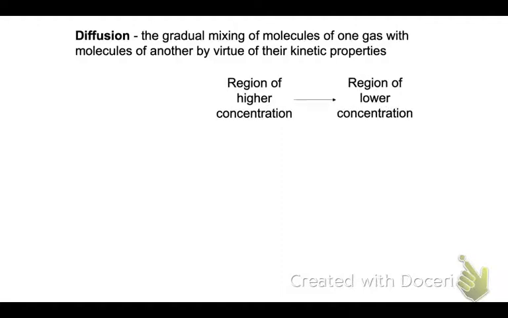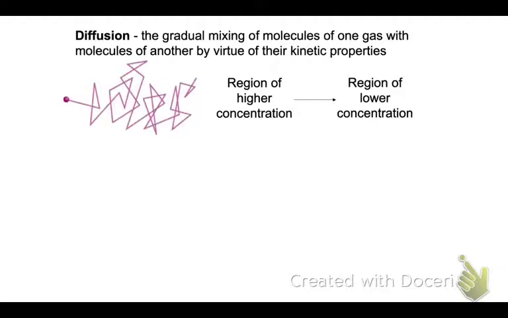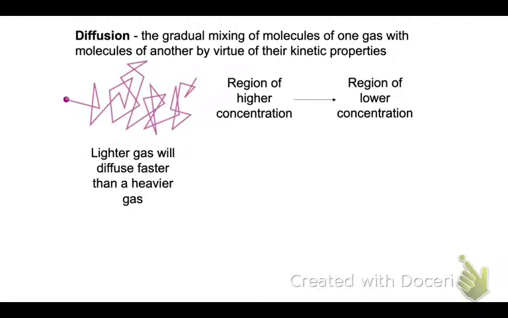It normally moves from regions of higher concentration, where I sprayed the perfume initially, all the way to the other corner of the room where it has a lower concentration. The lighter the gas is, the faster it will diffuse than a heavier gas.